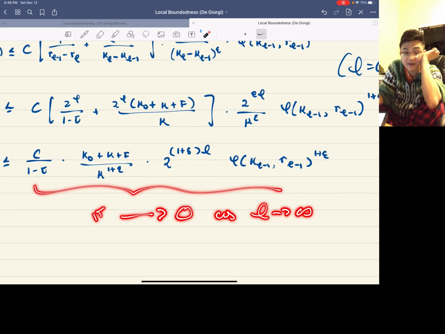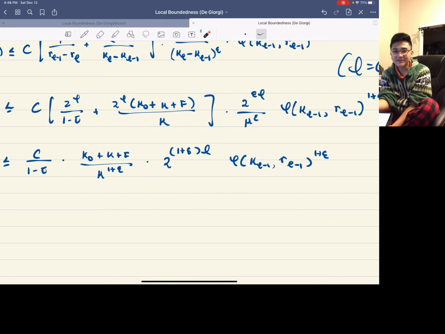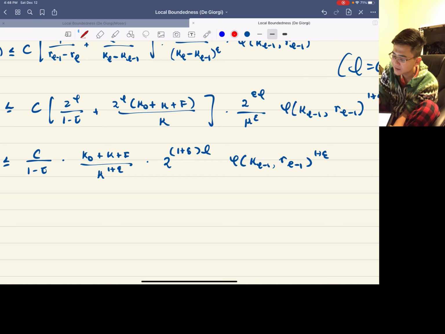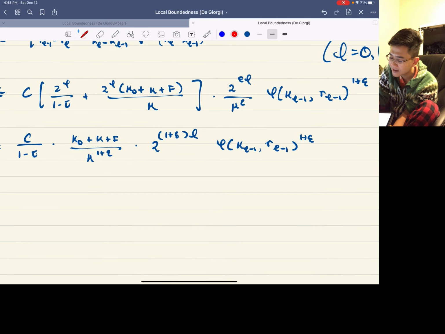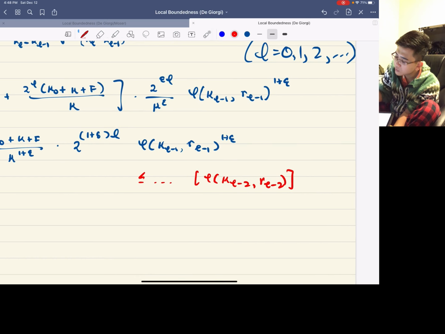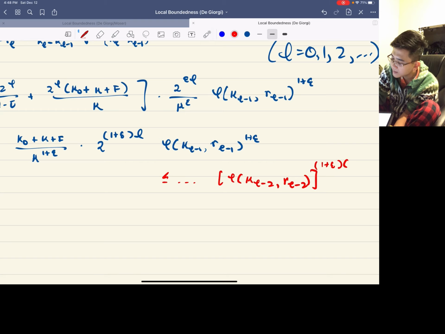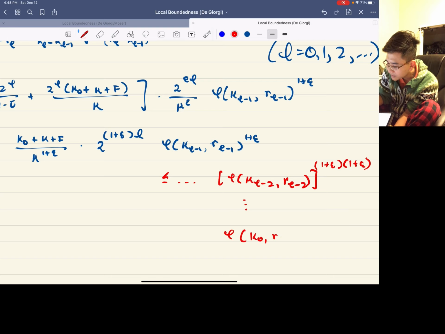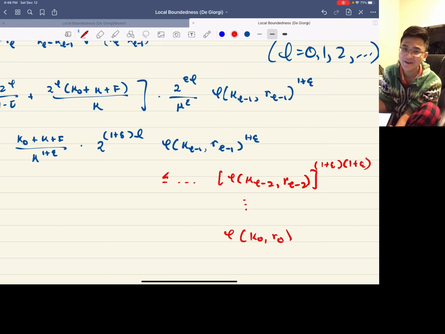Okay, so the book does it by induction. The next step is gonna be an induction step. So I was thinking, let's not do the induction. Let's see if we can iterate this. This is gonna be less than something. I have now phi K L minus 2, R L minus 2 raised to 1 plus epsilon times 1 plus epsilon. And then sort of do this up until you reach phi of K0, R0. But it was hard. It was very messy.